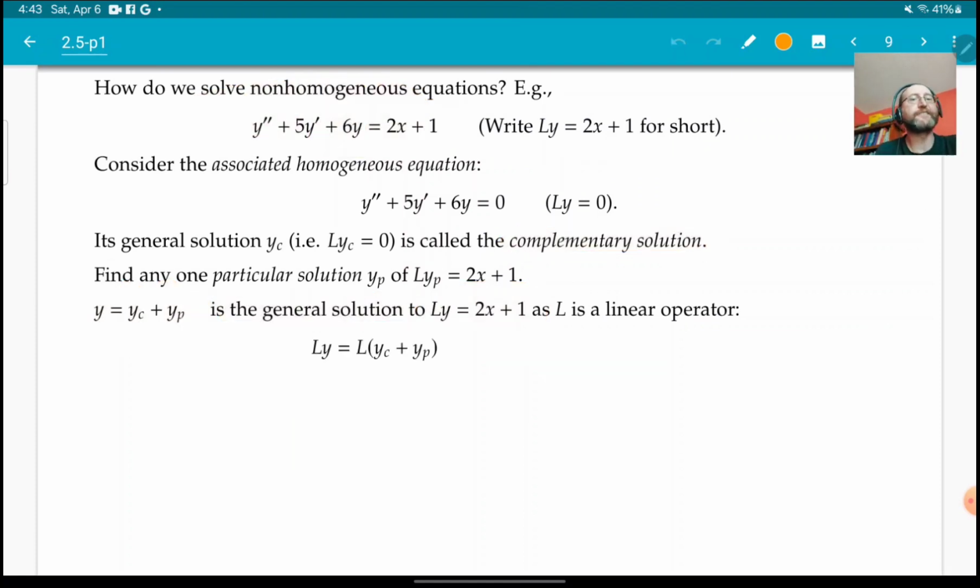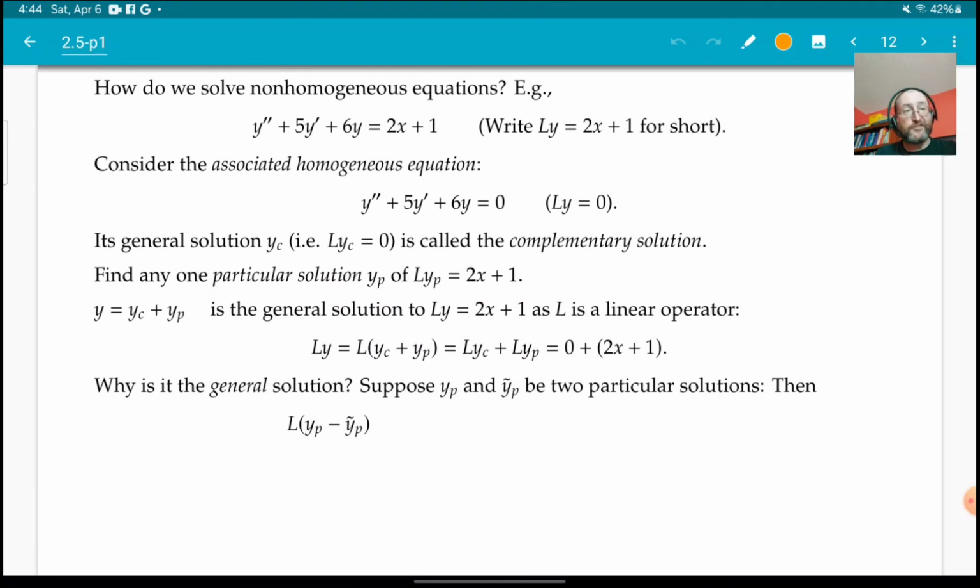It's really because L is a linear operator. If I apply L to y, it's L of y sub c plus y sub p. It's linear, so it's really L of y sub c plus L of y sub p, and we know what those are. L of y sub c solves the associated homogeneous equation, so that's 0. Y sub p is a particular solution to our equation, so that's 2x plus 1. Hey, that's what we wanted. L of y is 2x plus 1.